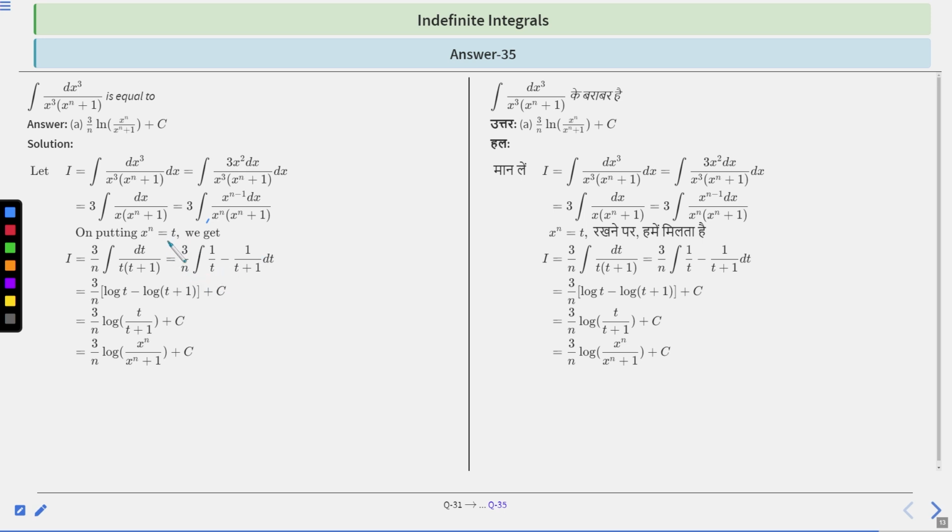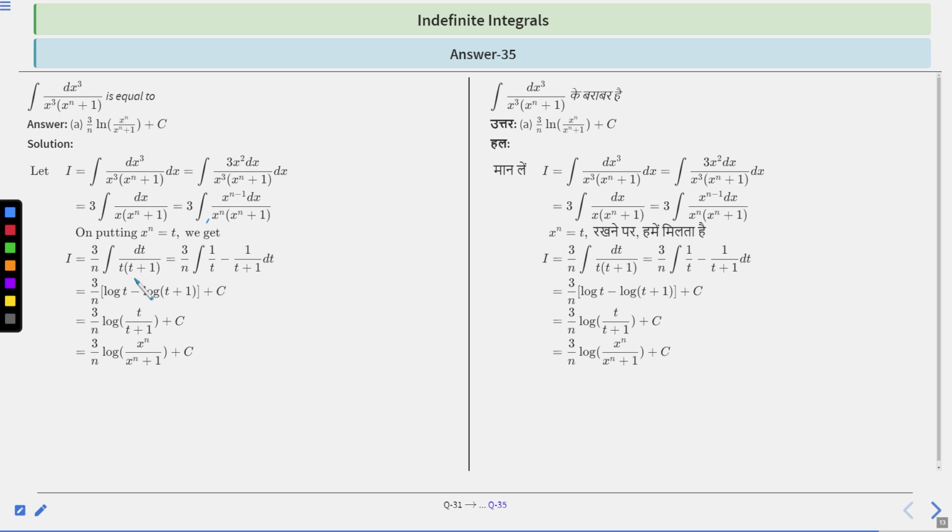Now, let's put x to the power n is equal to t. Therefore, we get I is equal to 3 by n integration of dt. If you take x to the power n is equal to t, then n x to the power n minus 1 will be equal to dt. Therefore, it will be equal to 3 upon n integration of dt upon t into t plus 1.